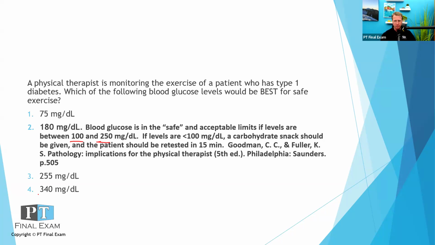Now, usually if you're looking at fasting glucose, you're looking at below 120 or below 100. But that would be just fasting glucose and not relevant to exercise specifically. This is asking about the therapist currently monitoring the exercise of a patient. Which of the following blood glucose levels would be best for safe exercise? And that mid-range between 100 and 250 is the target. Excellent.